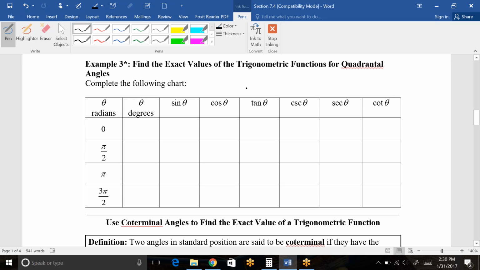Okay, so we want to find the exact values of the trig functions for quadrantal angles. Complete the following chart. So we have 0 degrees, which is right here at the x-axis. We're going to be looking at pi over 2. So this is 0 radians, I should say, not degrees. This one is pi, and this is 3 pi over 2.